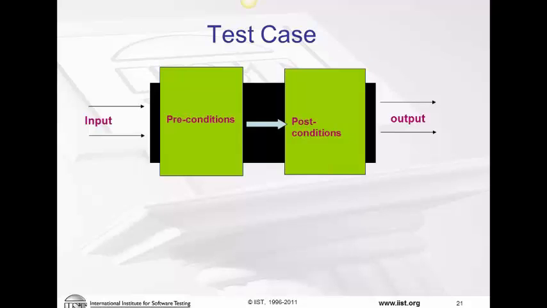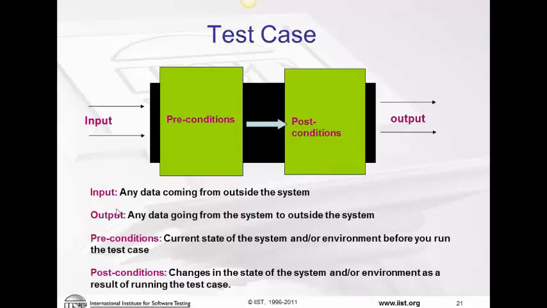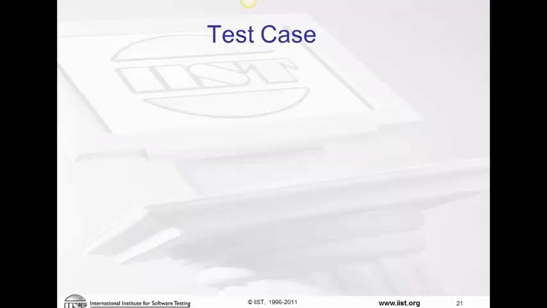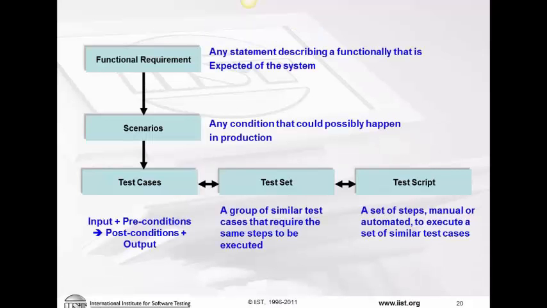Post conditions are changes to the database as a result of running the test. For example, the order has been canceled. The credit card has been refunded. These are post conditions. And the output is anything you can see on the screen. As a result, here are the definitions of those things. So going back to my definition of a test case, that's why I said a test case is input plus preconditions that will produce post conditions and output.